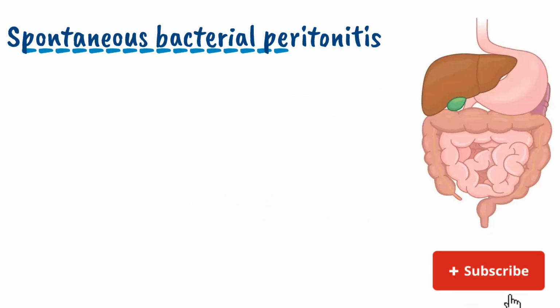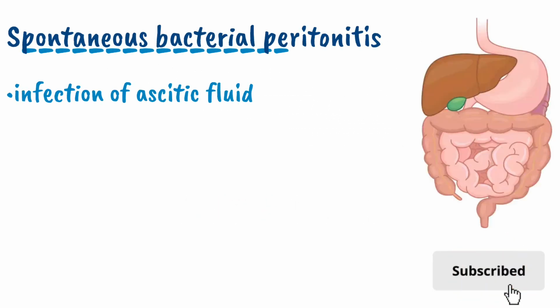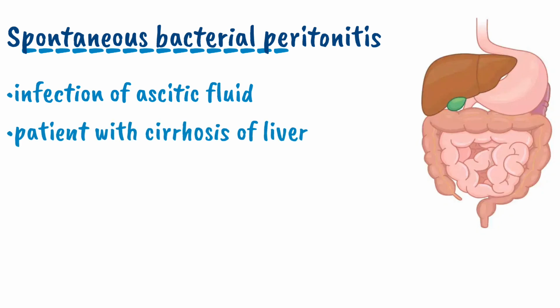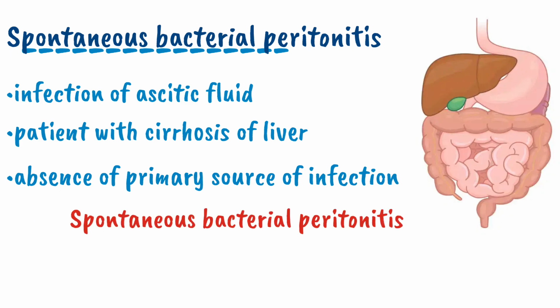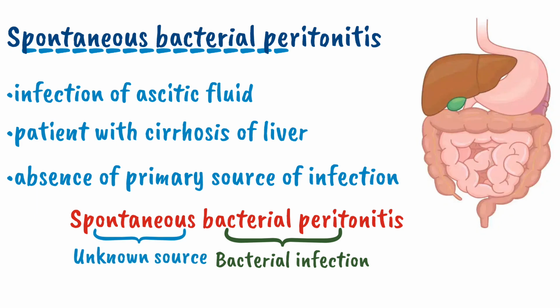Spontaneous bacterial peritonitis is an infection of ascitic fluid in a patient with cirrhosis of liver in the absence of primary source of infection. Meaning when the ascitic fluid gets infected without any primary source, it is called spontaneous bacterial peritonitis. It is named so because it is a bacterial infection whose source is not known. That is why it is called spontaneous. So a question arises: how does SBP develop?